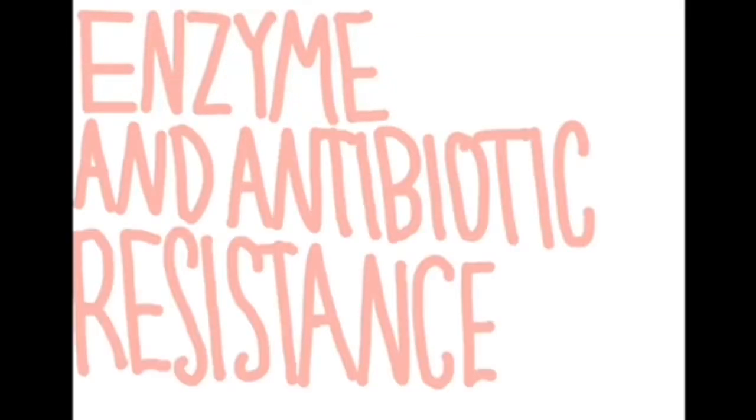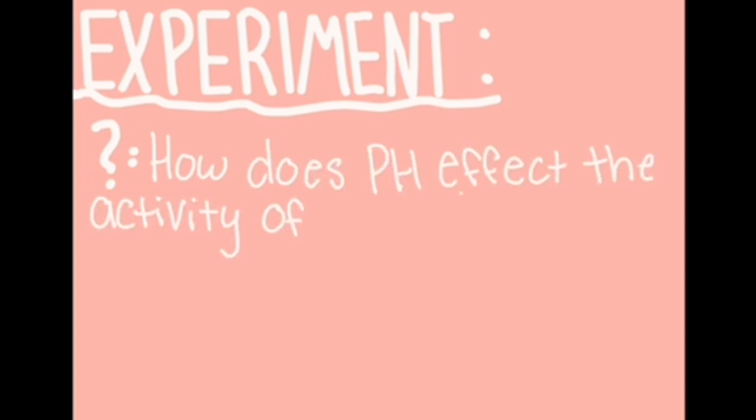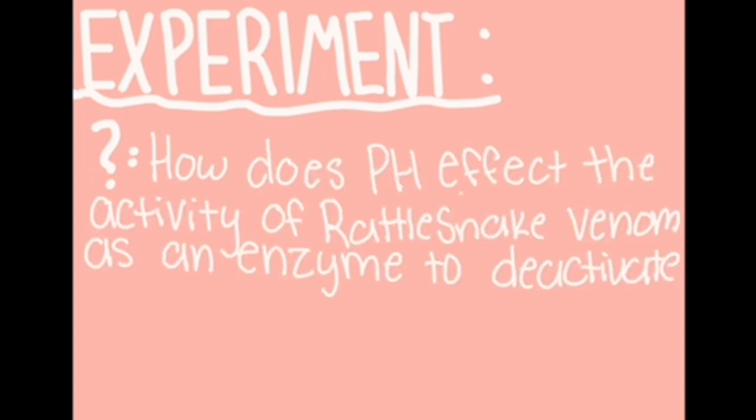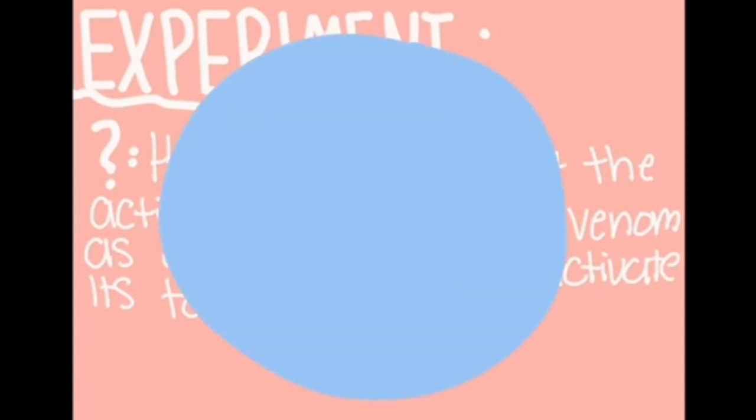This is Enzyme and Antibiotic Resistance by Mia and Keely. I'm Keely and I'm going to be talking about our experiment. The experiment question was, how does pH affect the activity of rattlesnake venom as an enzyme to deactivate its target?